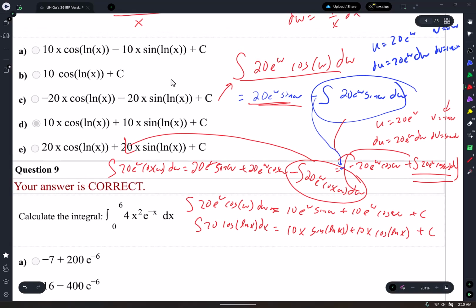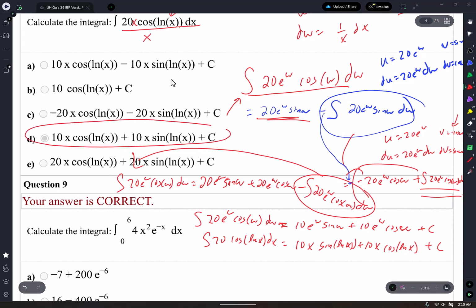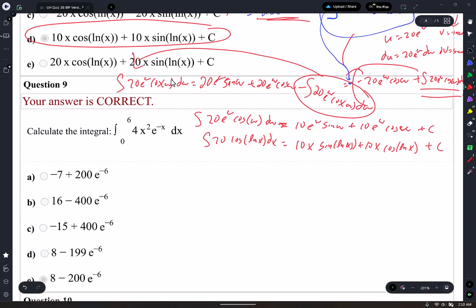And then that's it. If I didn't make any mistakes, that's what we're going to look for. And sure enough, there it is. All right, we're almost there, guys.